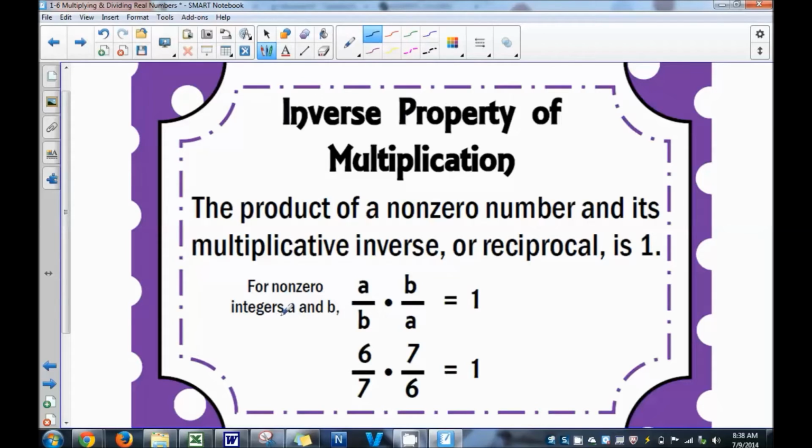For integers a and b, we know integers are plus or minus whole numbers. So this isn't something like 0.25 over negative 3. It has to be an integer. So a over b times b over a, notice they've just flipped it over, is going to be equal to 1. Now let's put some numbers in there. 6 over 7 times 7 over 6 equals 1. That's because 6 times 7 is 42 over 7 times 6, which is also 42. 42 over 42 simplifies to 1.